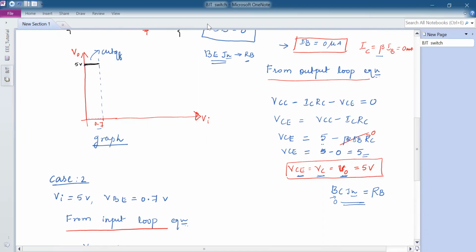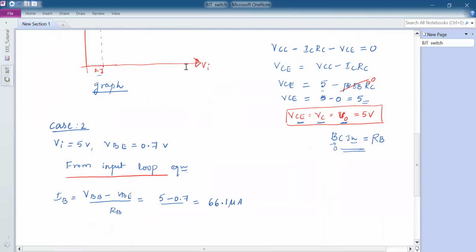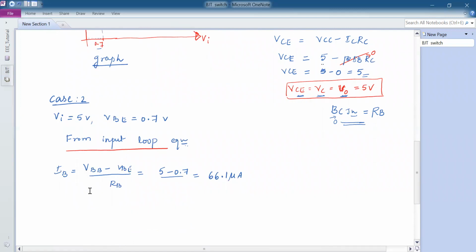Now we'll study the second case where the input is increased more than 0.7, in the graph. Now when I increase the input, assume I have increased to 5 volts. Obviously VB will be at 0.7. The junction of the base emitter is having 0.7 voltage.